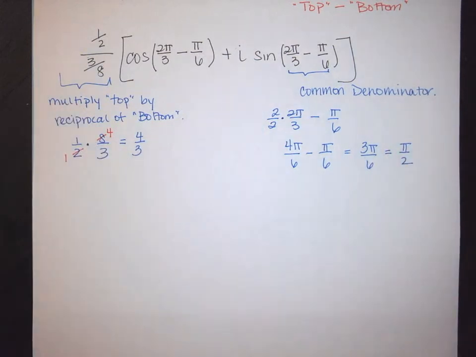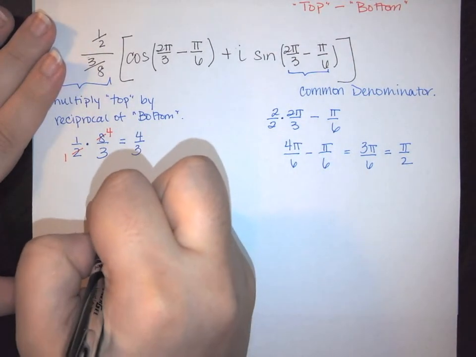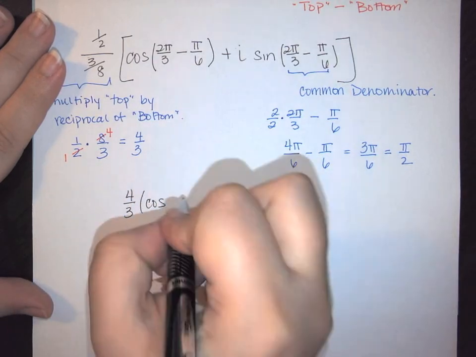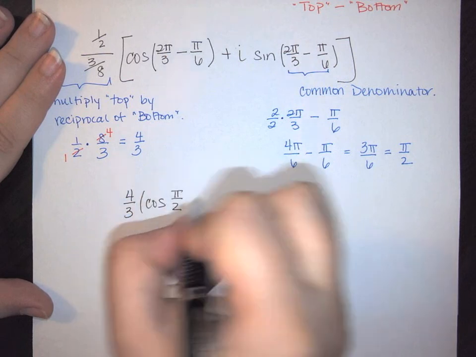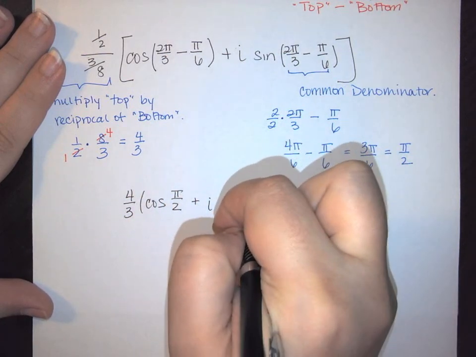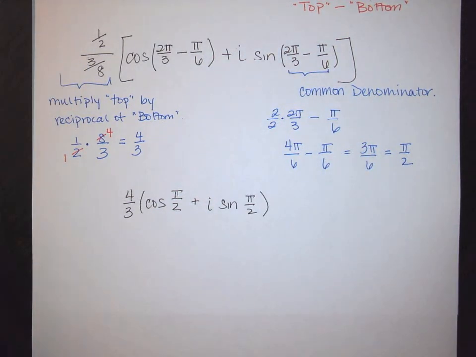So once you do the math work, now you just simply have to plug it in. So this simplifies to 4/3 cosine of pi over 2 plus i sine of pi over 2. And there you have it. Multiplying and dividing complex numbers. The biggest thing to remember with these is that you simply have to follow your fraction rules.